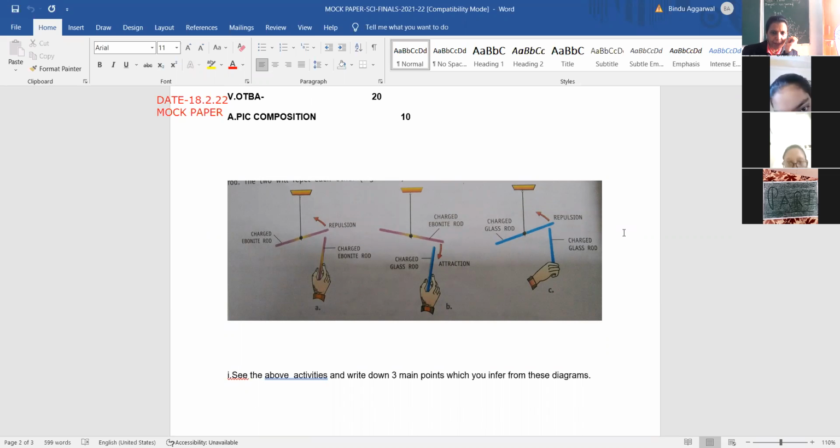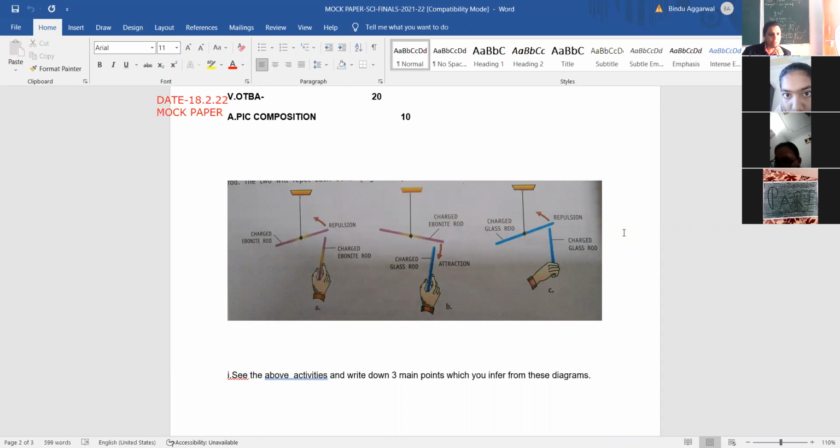Okay. In first case, what is happening? Repulsion. In second case, attraction is there. And in third case, glass rod gets repelled by the glass rod. Okay. So I hope it is clear from the diagram. Charged ebonite rod is there. So if we are taking both the ends of these rods towards each other, repulsion is taking place because they are acquiring the same charge.